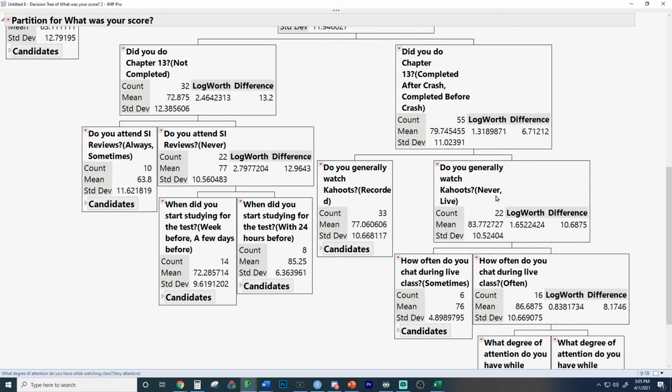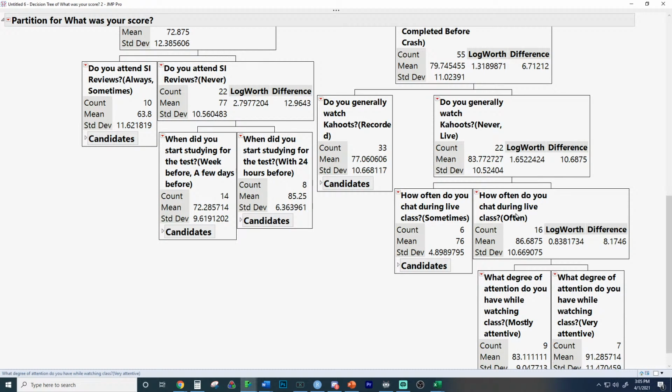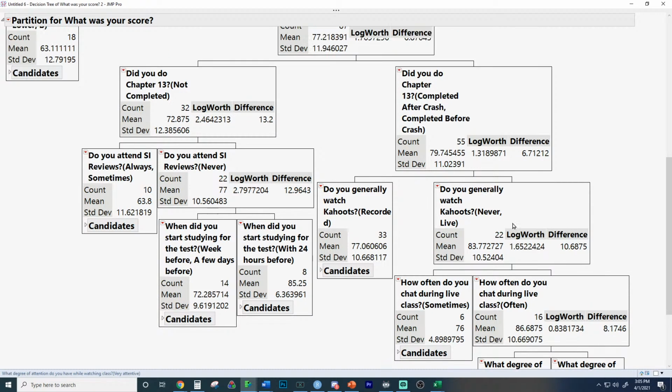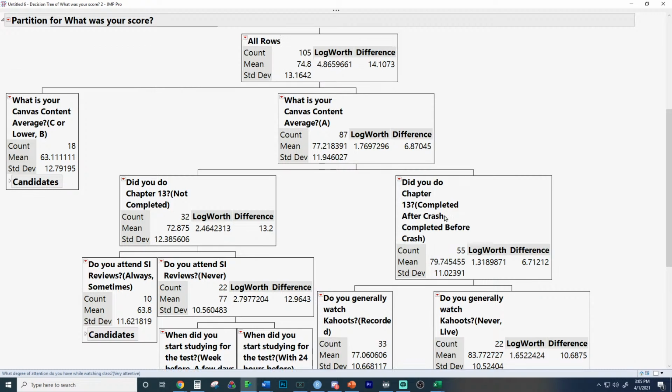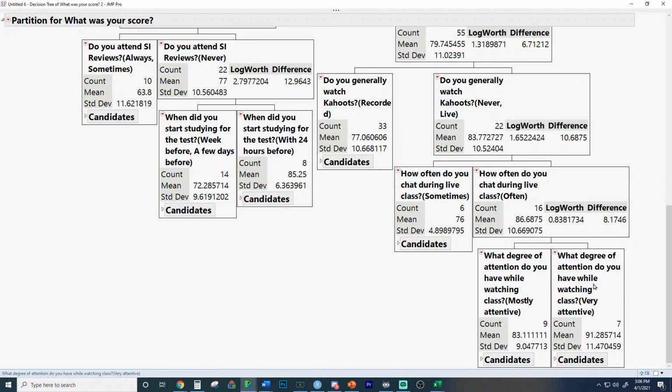I guess if they're watching live, they're interacting, and maybe, I don't know why. Then how often do you chat during class? They often chat during class. What degree of attention do you have while watching class? They're very attentive. So these are very attentive, talkative people who may or may not be watching the Kahoots. They did chapter 13 and they do their Canvas content. A lot of this goes in line with come to class, do the work, be attentive.